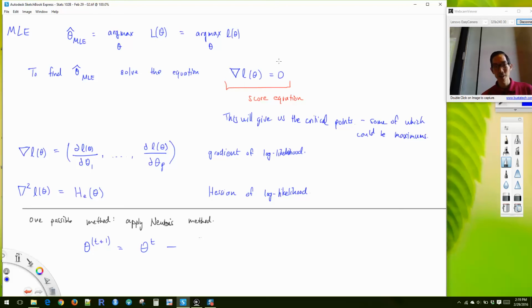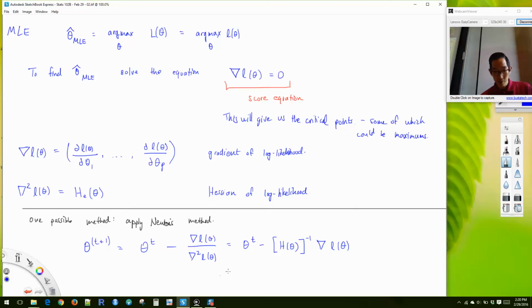Here we want to find the zeros of the first derivative, so we're going to subtract off the derivative, or the gradient, divided by the second derivative, or the Hessian. In matrix notation, this becomes the Hessian inverse multiplied by the gradient.